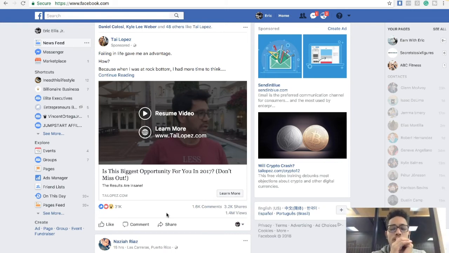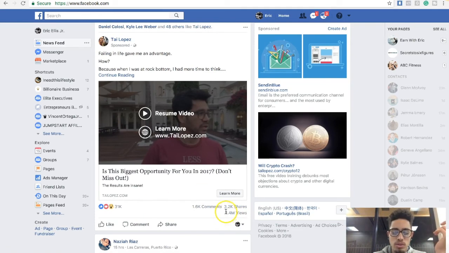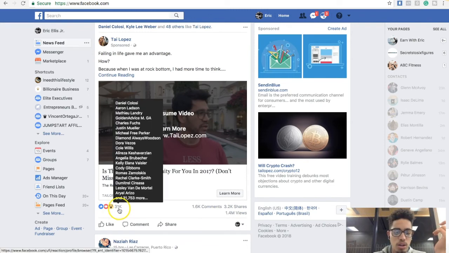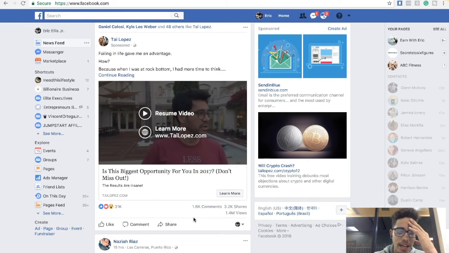And then what he's going to do is simply reinvest that money back into the business. And then he scales this. He's going to scale this ad to easily make $10 million with this ad. He already has 1.4 million views, 32,000 shares, 31,000 likes. Like this, he's going to make 8 figures with this. This is marketing 101, guys. Like this is nuts.